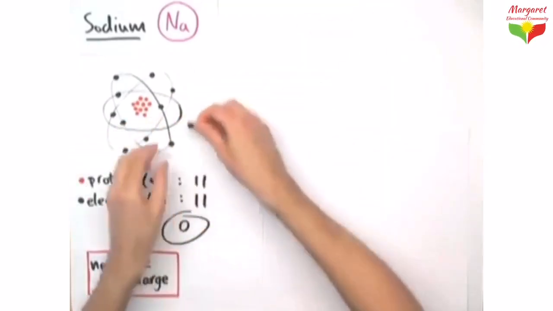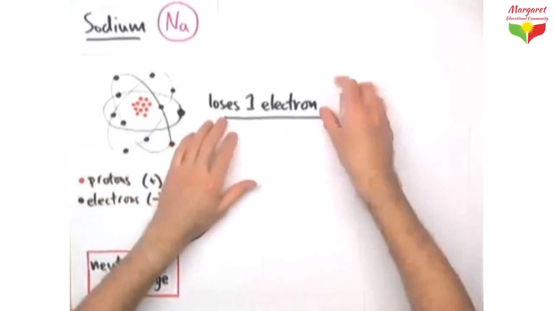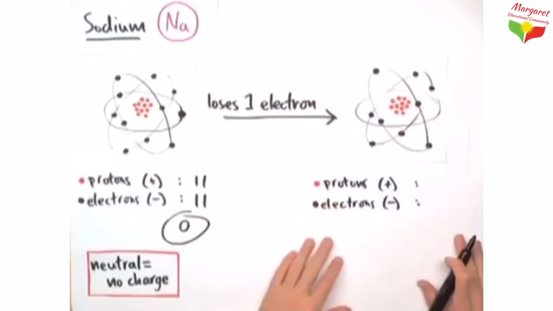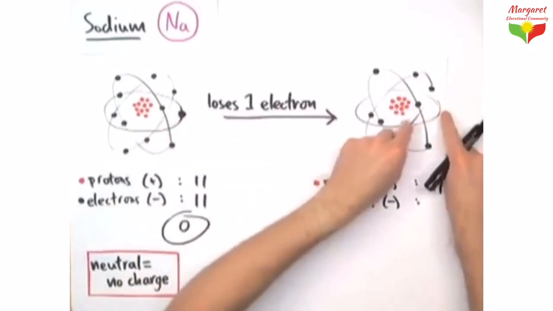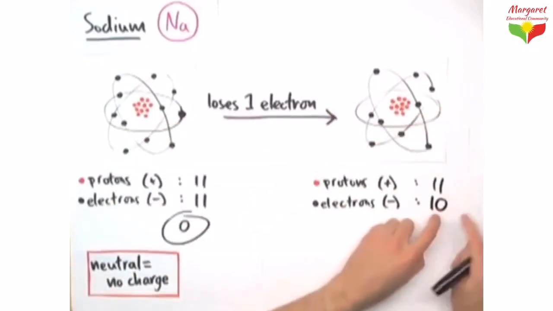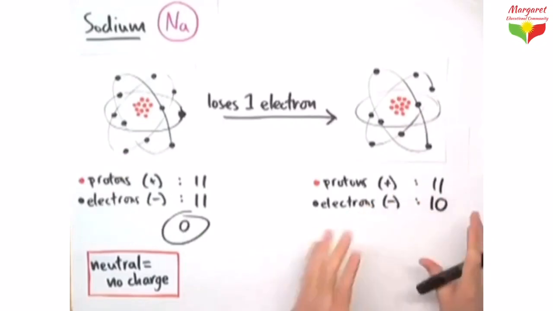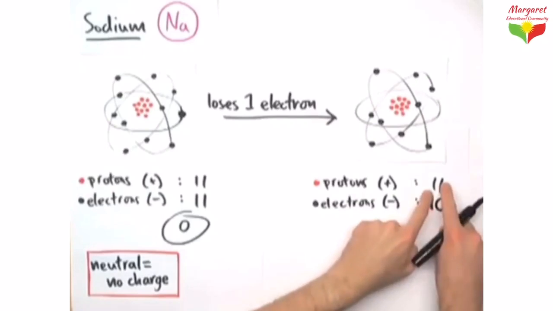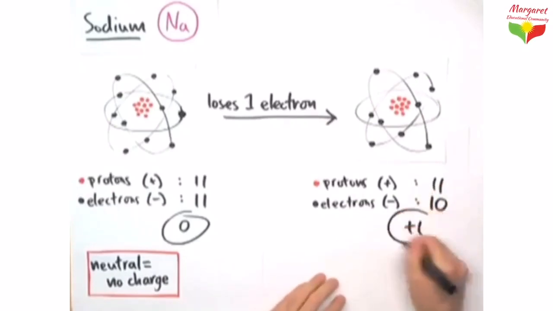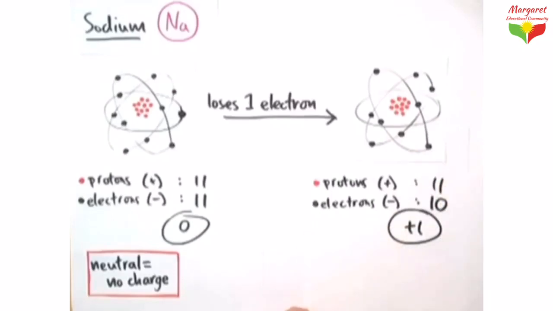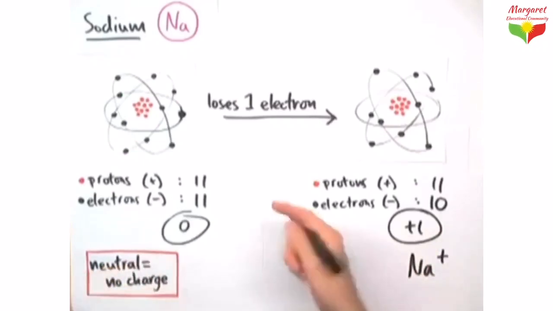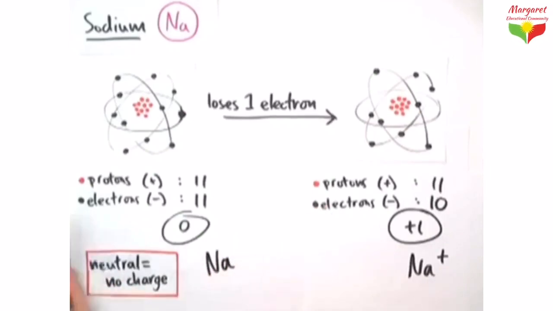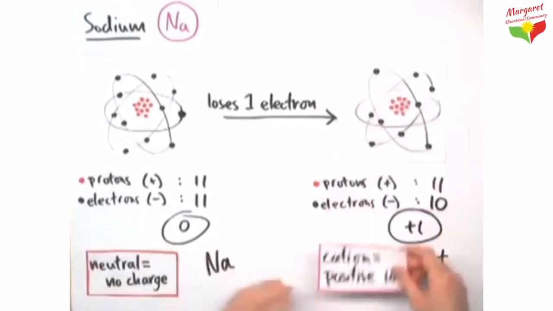So let's look at what happens when this electron here gets lost. We're going to end up with a sodium atom that has 11 protons just like it did before, but because it lost an electron, it will have only 10 electrons. So now the positive and negative charges don't balance out anymore and I am left with more positive charge than negative charge. So the thing now is going to have a charge of +1. So I can write this as Na+. This means that it has a positive charge, where this guy over here, I'll probably just write Na. So Na+ here is an example of an ion because it has a charge.